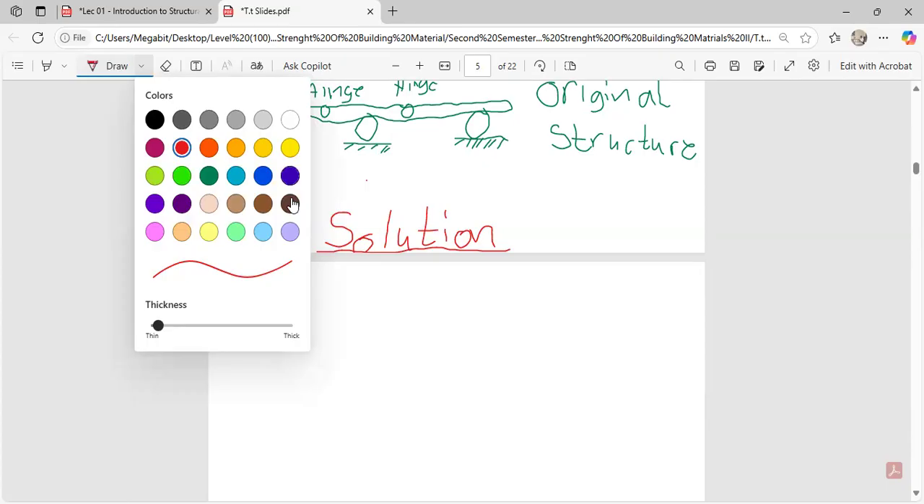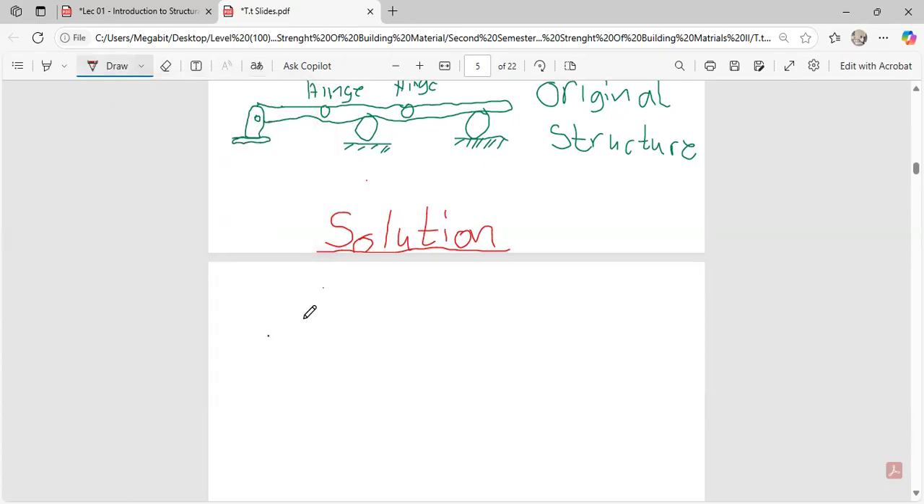Okay, Enoch, please tell me what we are going to do. We'll draw the free body diagram. Okay, thank you very much. So we are going to draw the free body diagram. And this roller support, this is the reaction for it.